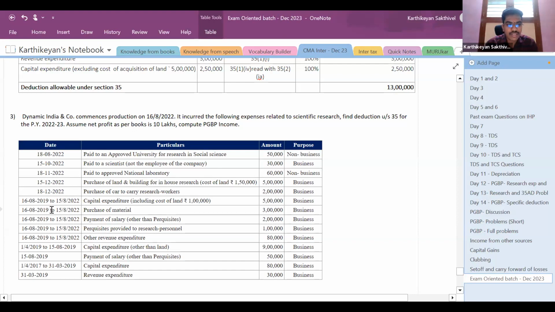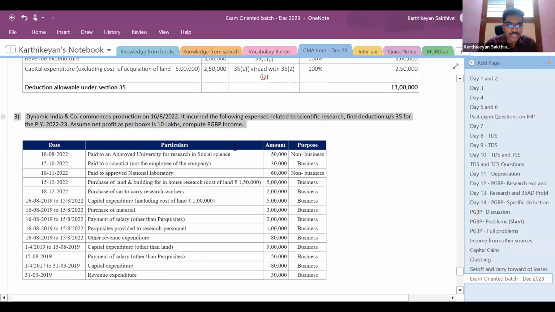From 16/8/2019 to 15/8/2022, capital expenditure including cost of land of 1 lakh, 5 lakhs. From 16/8/2019 to 15/8/2022, purchase of material, 3 lakhs. Payment of salary, 2 lakhs, other than perquisite. Perquisite, 1 lakh. Same dates, other revenue expenditure, 80,000. From 1/4/2019 to 15/8/2019, capital expenditure other than land, 9 lakhs. 15/8/2019, payment of salary other than perquisite, 50,000. 1/4/2017 to 31/3/2019, capex 80,000. 31/3/2019, revenue expenditure 30,000.